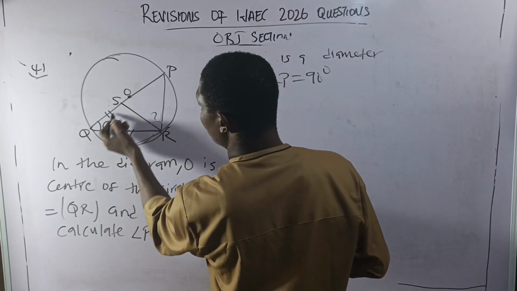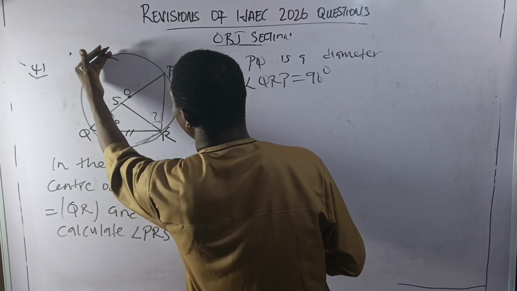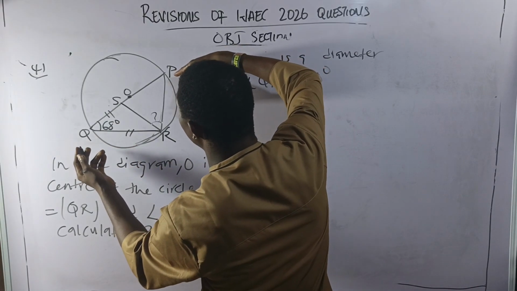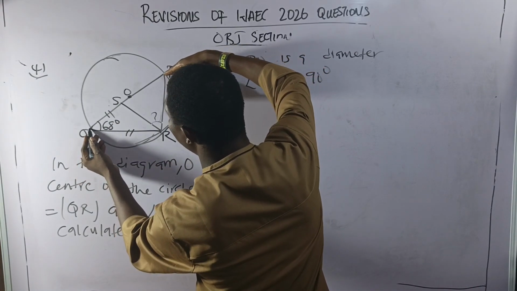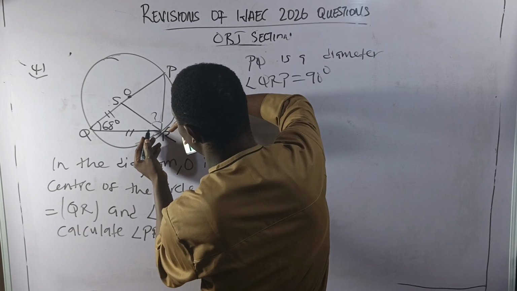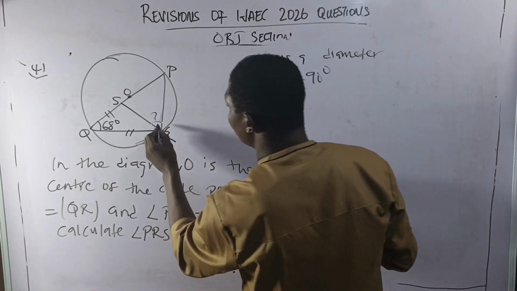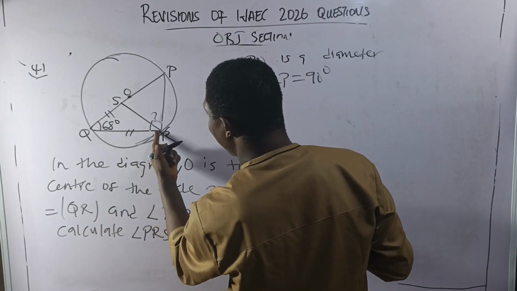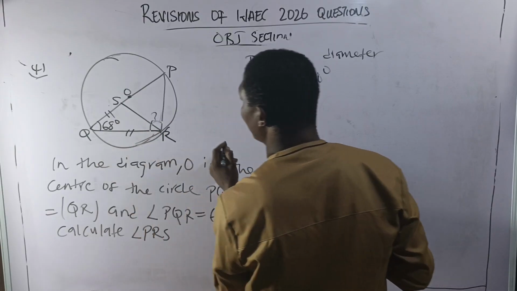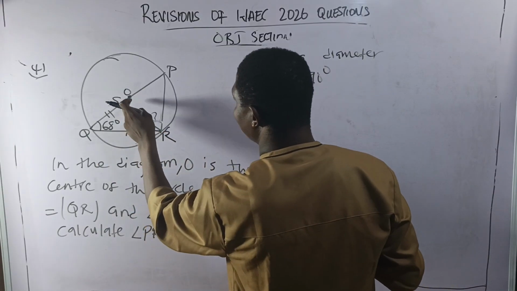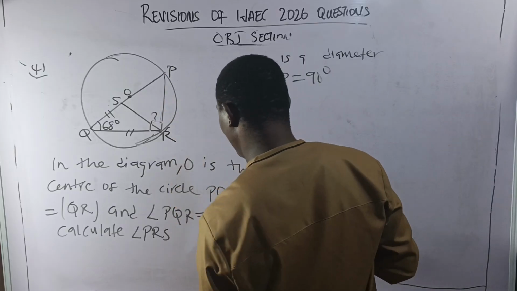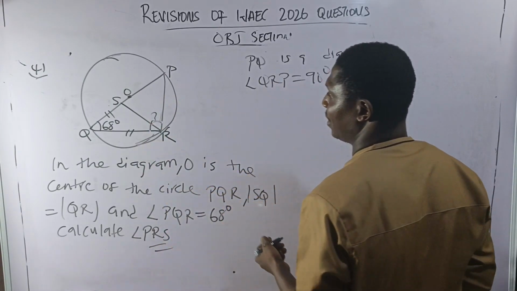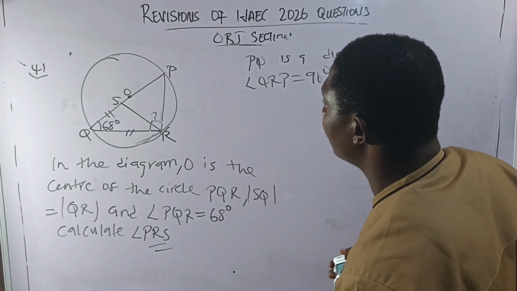Since PQ is a diameter, it divides the circle into 2 equal halves, so it's a semicircle. And the angle formed by the 2 halves from the edges of the diameter, which is this, must be 90 degrees. So if this total is 90 degrees, if I can get angle SRQ, I can simply get angle SRP, which I'm being asked for, which is angle PRS. Now, how do we do that?